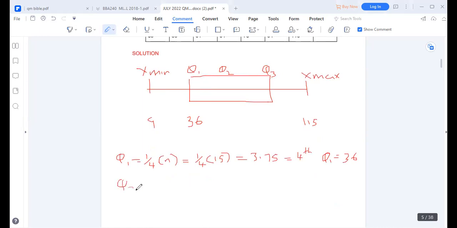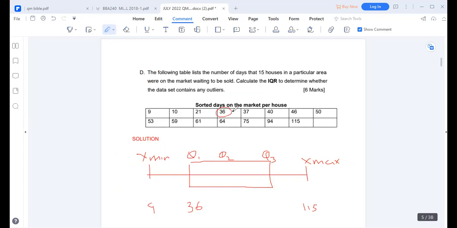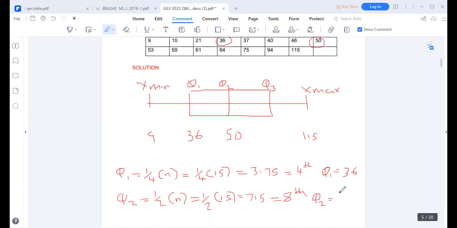Then our Q2 is actually our median, half of n. So half of 15 is what? 7.5. 7.5 will round up to the what? 8th number. The 8th number in this case will be, this is 4, 5, 6, 7, 8, 50. 50 is here. So this is our 50.